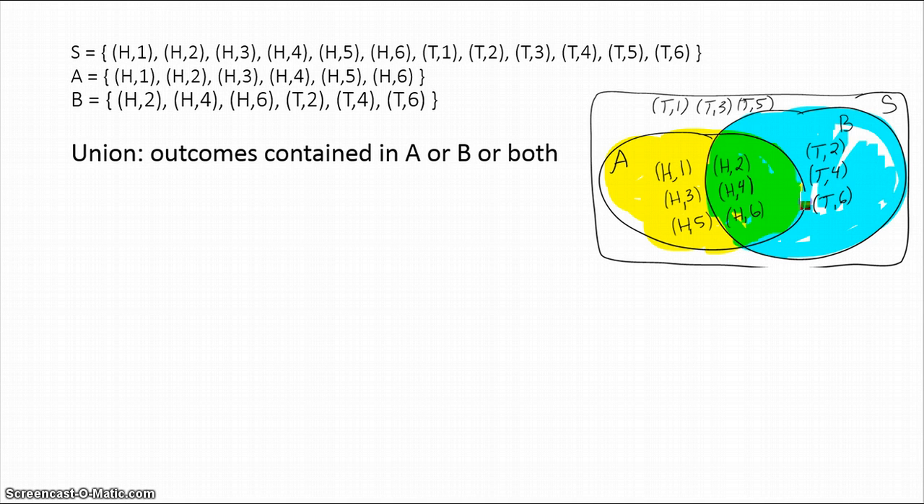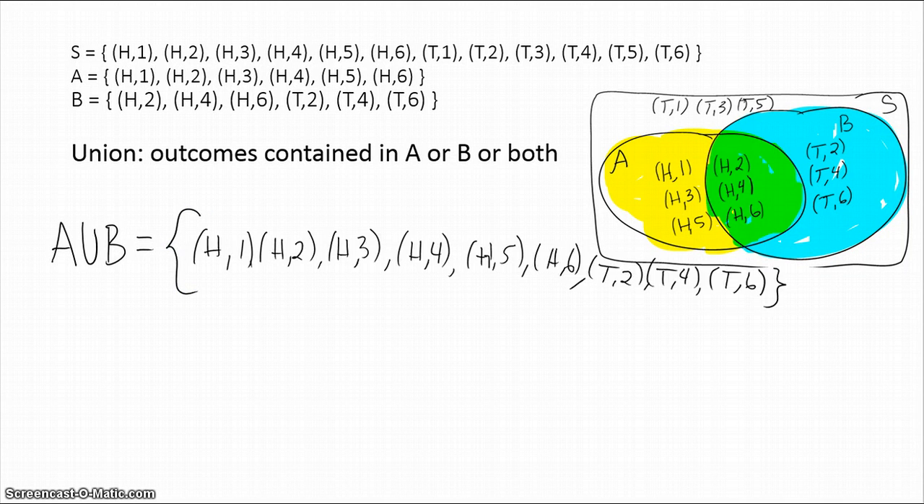Here's event B. And all of the shaded area is A union B, events contained in A or B or both. So I can write this in set notation. I write A union B, and then I'm going to write the set of all those outcomes. And that's my A union B.